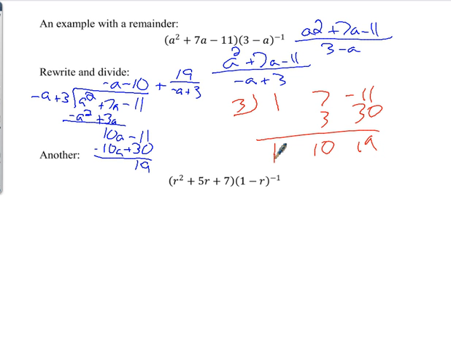So this is a 1, a to the first power. You decrease the exponent by 1 when you do that. So we have a plus 10 plus, I need to start paying attention, 19 over negative a plus 3. There's your answer.